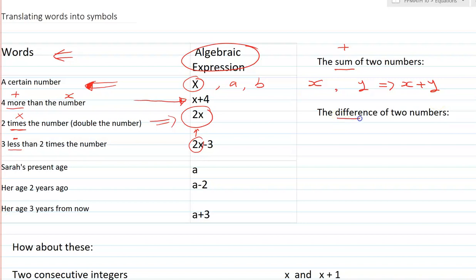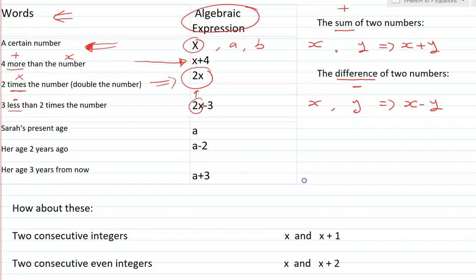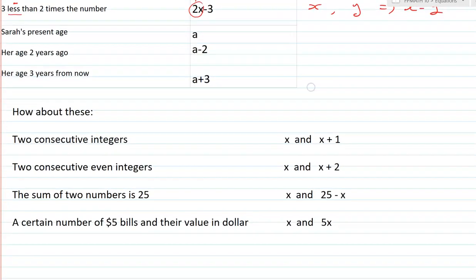The difference is a subtraction. Okay, so the difference of the two numbers. So if you have x and y again, you could say the difference of the two numbers, and usually the first number is bigger than the second number, usually, but not all the time. And in this case, you write it as x minus y. And that would be the difference of the two numbers. All right, and there are a few other ones. I mean, we can go on forever, but just some of the typical things that will show up.